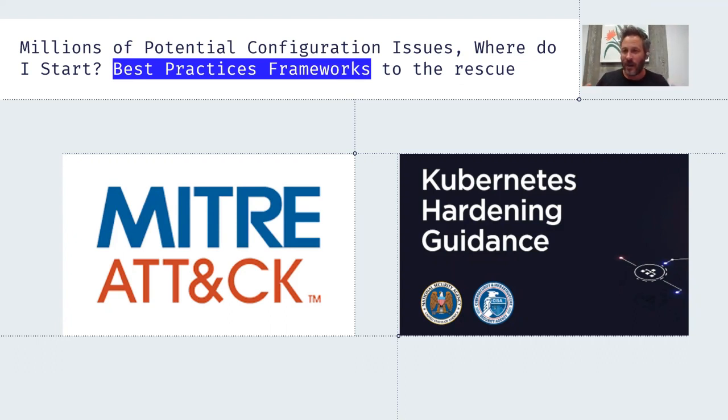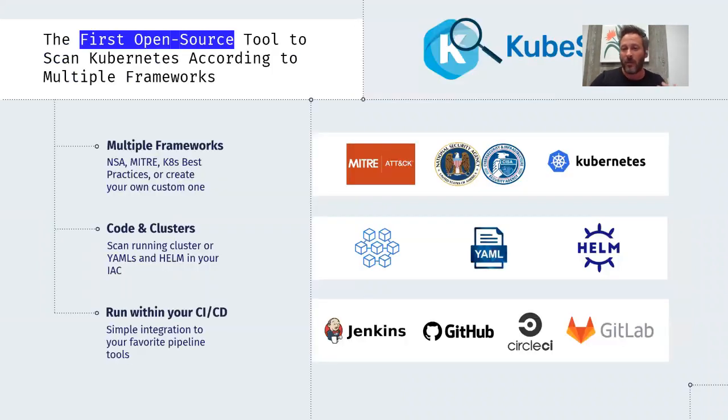We specifically in Armo are currently using the MITRE ATT&CK framework and the Kubernetes hardening guidance that was issued by the NSA. CIS is already coming, but it's also a great framework to use. And we also actually created our own framework, the Armo best practices framework that you can use. What KubeScape does for you is takes your cluster or your configuration and compares it against the tests that we have created that match those frameworks.